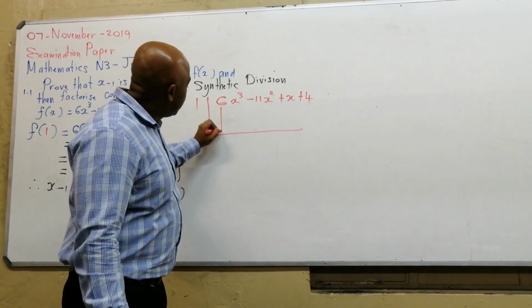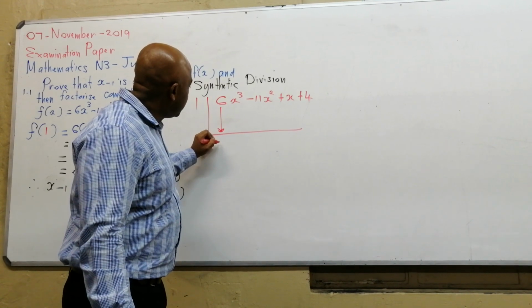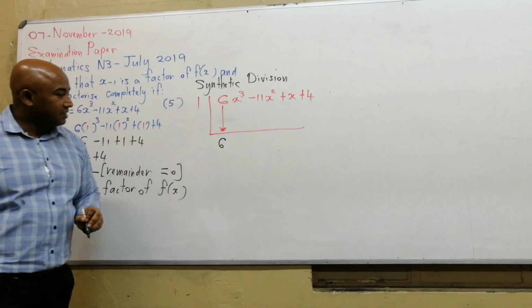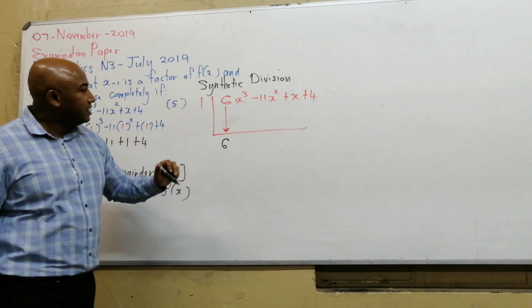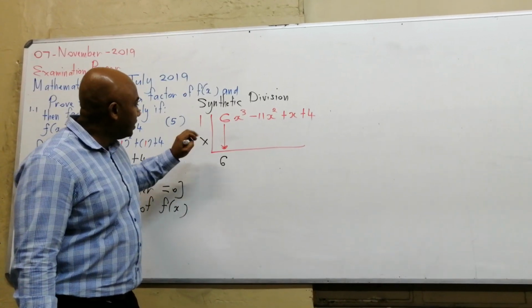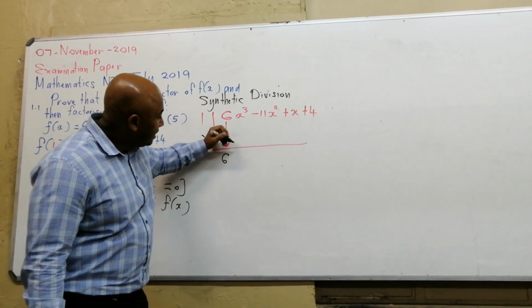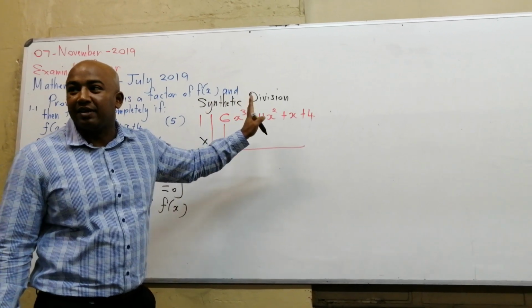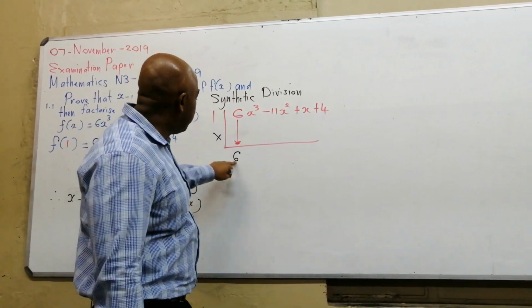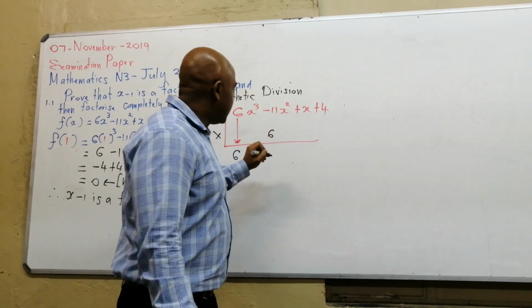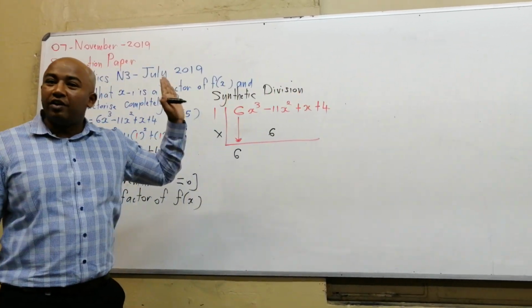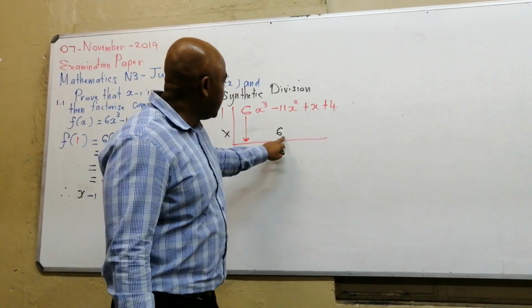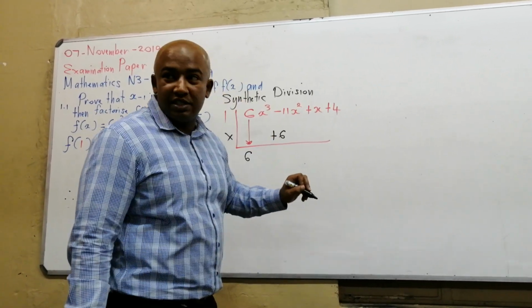First we bring down the coefficient of x to the power 3, which is 6. Then every time we're going to be multiplying. We go 1 times 6, and we write the result directly below the next term. So 1 times 6 is equal to 6. We're ignoring the x's, we're only concentrating on the coefficients here. Remember, it's a positive 6.